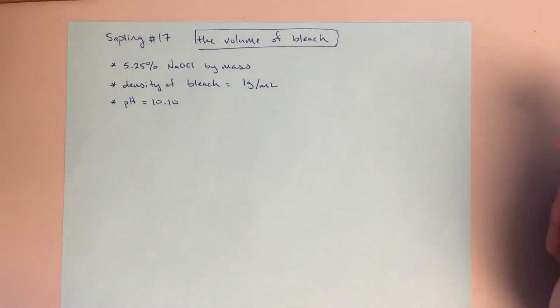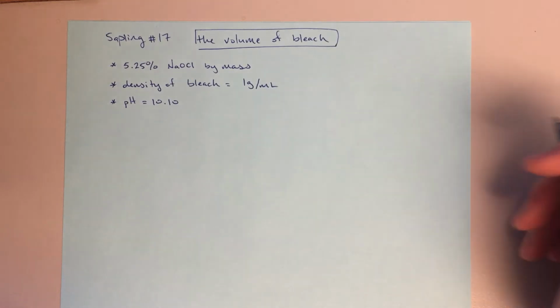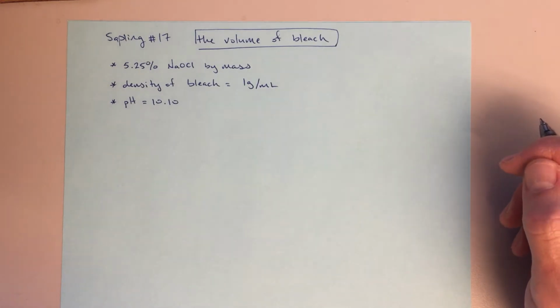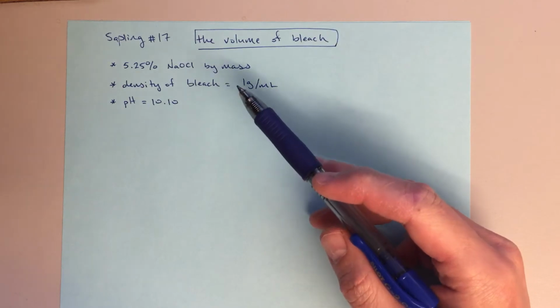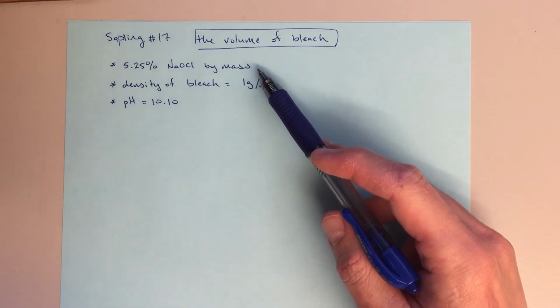All right, class, so here's the explanation for Sapling question number 17. I've already jotted down a few starting points from the actual question. If you look at the question, it says a solution of household bleach contains 5.25% sodium hypochlorite, NaOCl, by mass. So I went ahead and just wrote that down. I don't necessarily know at this point how I'm going to use that information, but if it's given in the problem, it's probably important. So that's the first thing I'm going to jot down.